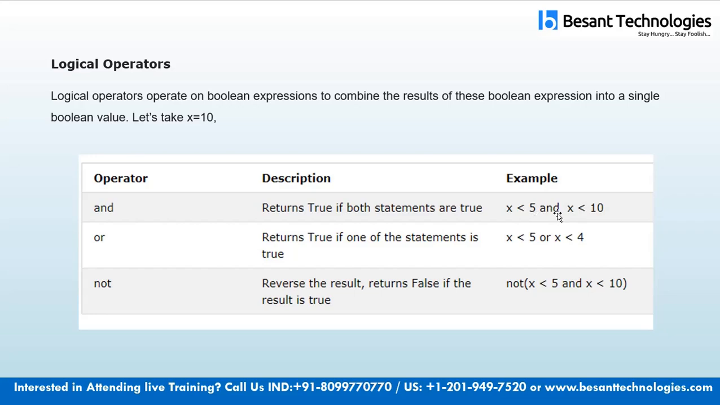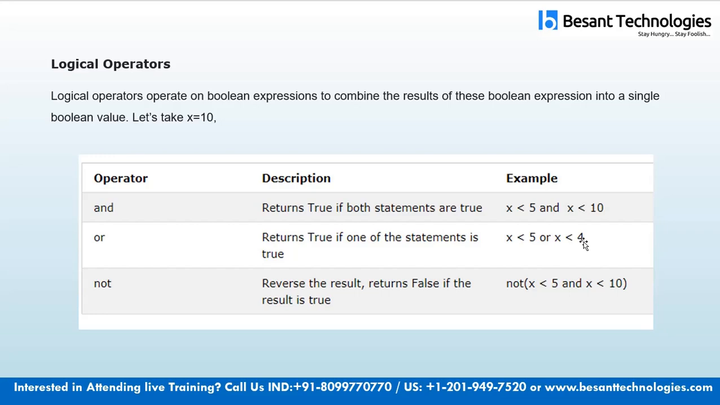AND operator, and then x value is 10. 10 less than 10, so it returns false. What is the output? False, because only if both the inputs are true will the output be true. And here the next operator, OR, returns true if one of the statements is true. What is the value of x? 10. 10 less than 5, so it returns false. Here I have used the logical OR operator. The x value is 10. 10 less than 4 returns false again.